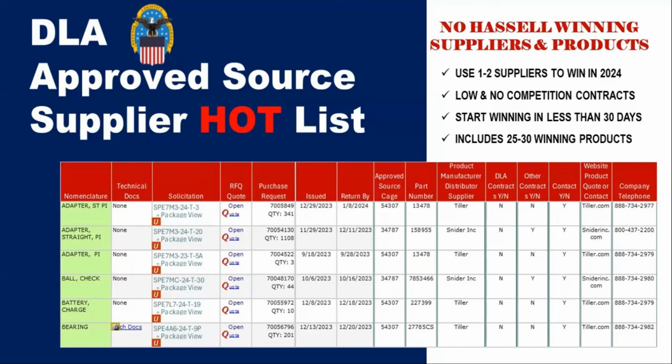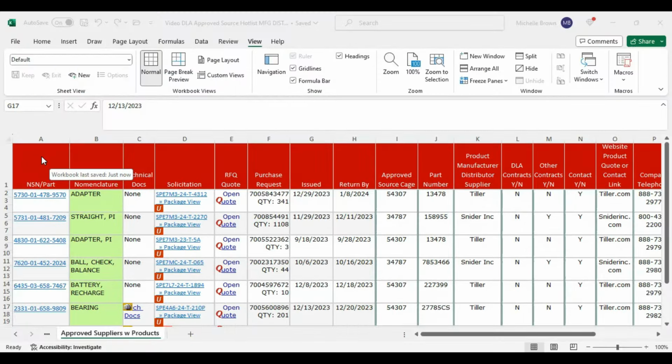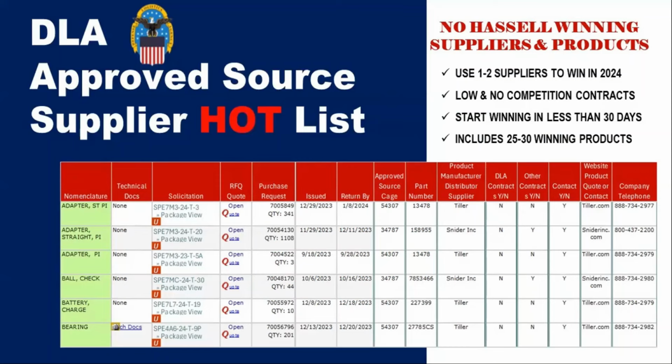In today's video, I want to talk to you about our new and improved accelerated DLA approved source supplier hot list. Now, we're going to choose low competition, no competition products for you and add the supplier to it. Now, let me just tell you about this hot list. But before I do, I want to say I have a plan for you to explode your success.